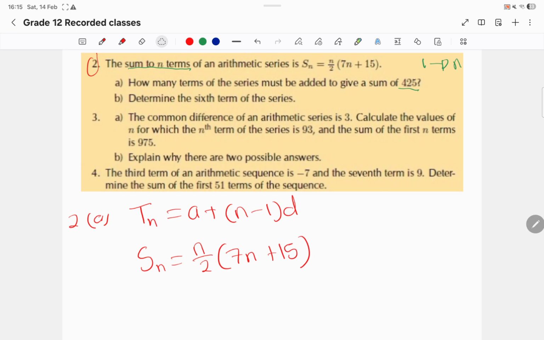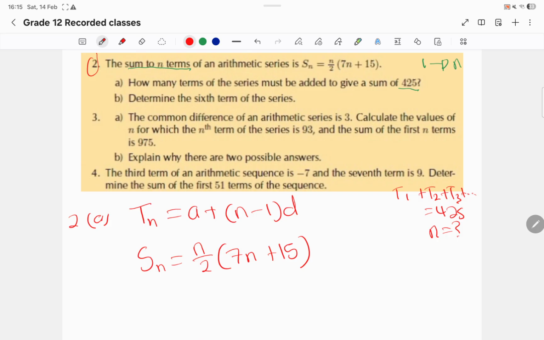Because here they are asking how many terms of the series must be added to give a sum, it means that when you start from term number 1 and then add term number 2, term number 3, how many of those terms do you need to add to get 425? How many terms? We don't know. What are we basically looking for here? We are looking for the value of n. We don't know how many terms we need to add.